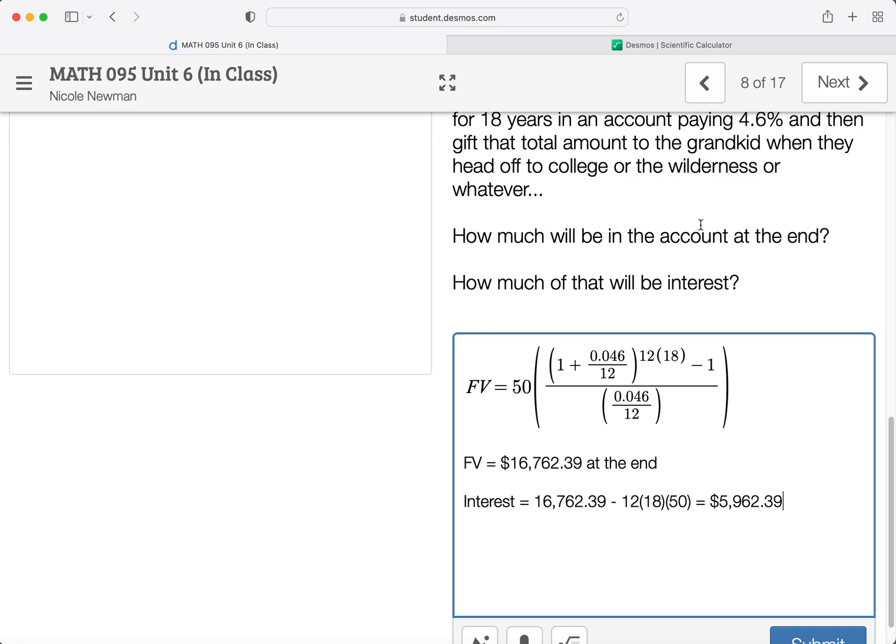I think this one is done. How much is in the account at the end and how much is interest? I think it looks good.